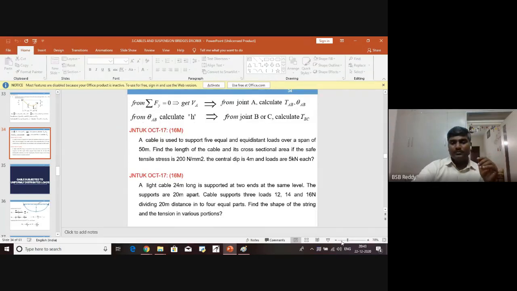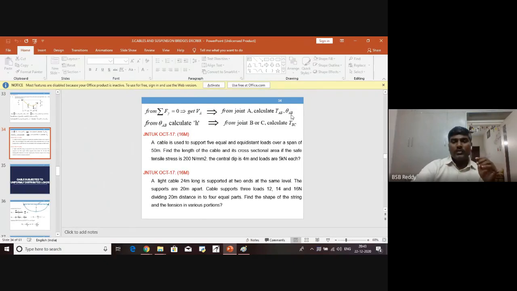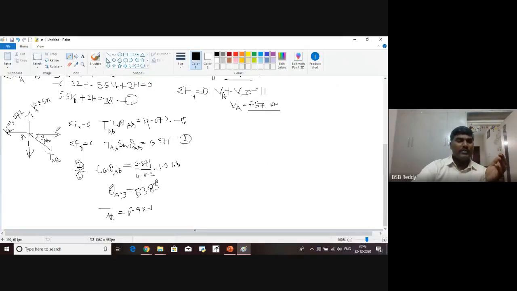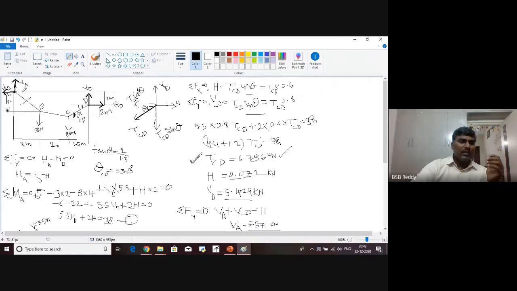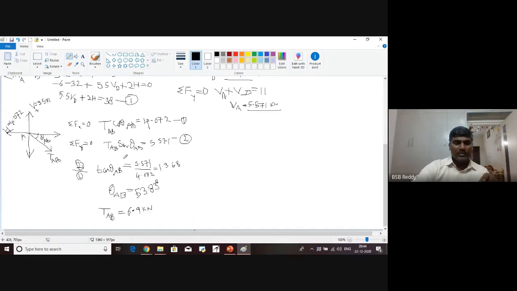Okay, right. So TAB and theta AB we have found. From theta AB you can calculate H value. Let us see how it is. So we know theta AB value, that means this value you have just calculated. So let us try to formulate this one. So this is H and this is 2, right? So tan theta AB is equal to H by 2. Okay, from that you can write tan theta AB is equal to H by 2.